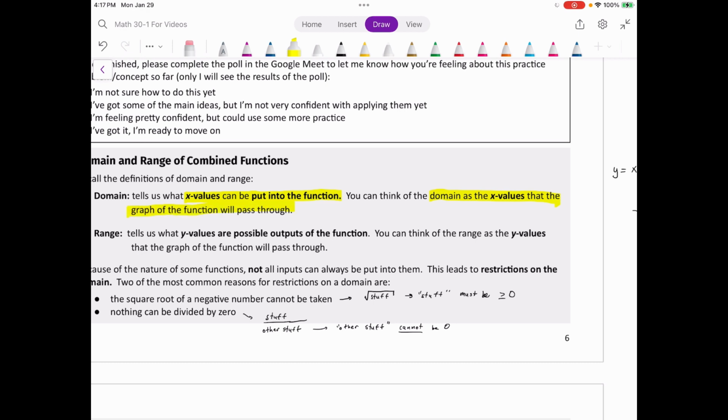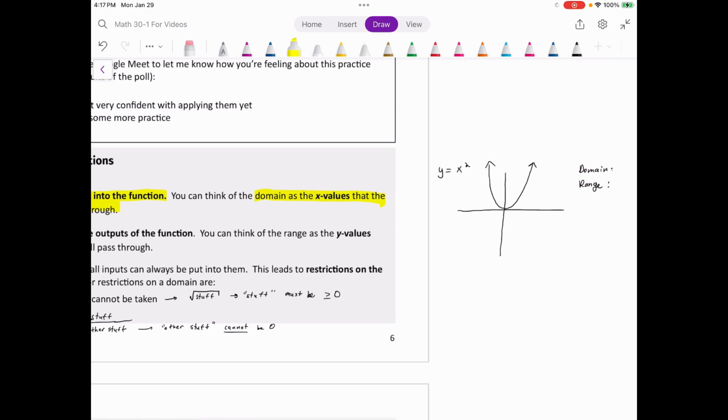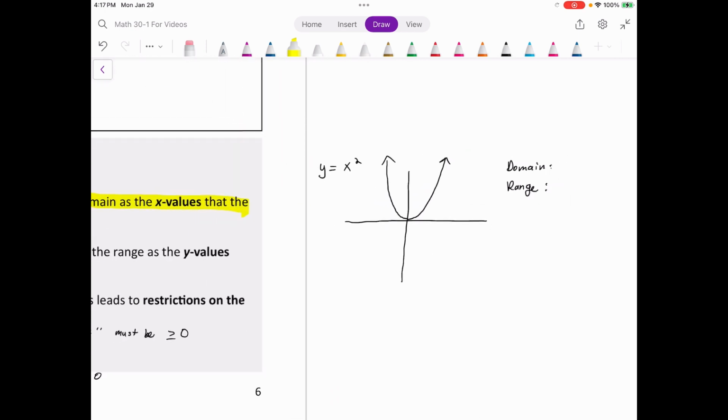Because if we can put that x into the function, then it should be an x value that the graph passes through, right? Now, using this example here, y equals x squared, let's look at it two ways. The equation: is there any type of x that we're not allowed to put in here? Is there any type of number that we can't square? Well, the answer is no.